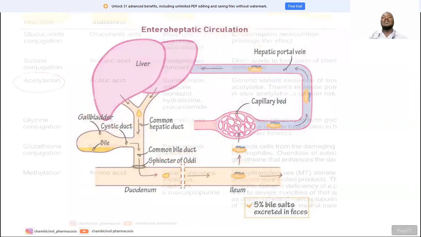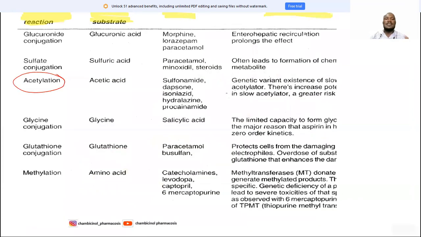Same diagram indicating the intrahepatic recycling system. So this is the first reaction, which is the glucuronide conjugation. The number 2 reaction is the acetylation. This acetylation occurs especially for drugs that contain amide or hydrazine molecules, including drugs like isoniazid, hydrazine, sulfonamide, procainamide.